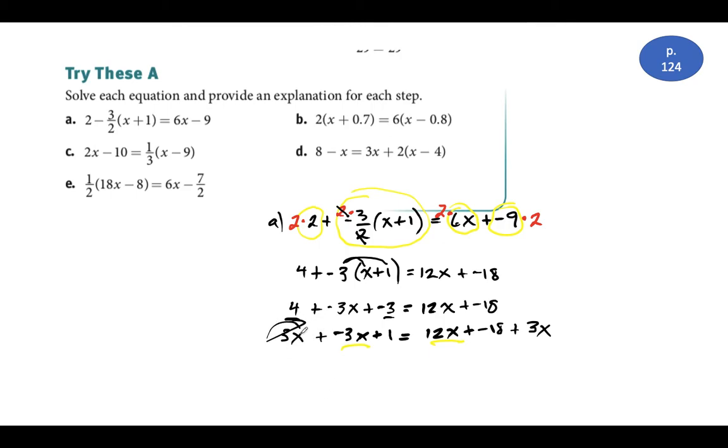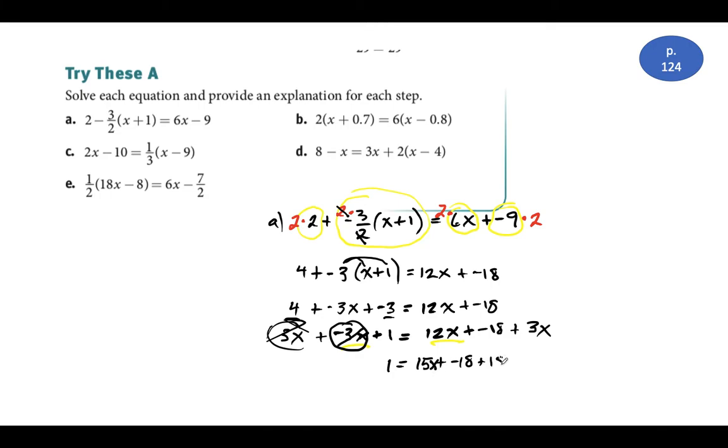So 3 positive x's plus 3 negative x's are going to add to 0. They eliminate each other, and the only thing on this side of the equal sign is that positive 1. 12 positive x's plus 3 more positive x's gives me 15 positive x's altogether. And we have that negative 18. Oops, x's. If your variable disappears, you've done something horribly wrong. Start over. You can never recover if your variable is gone, because the whole point is to isolate the variable.